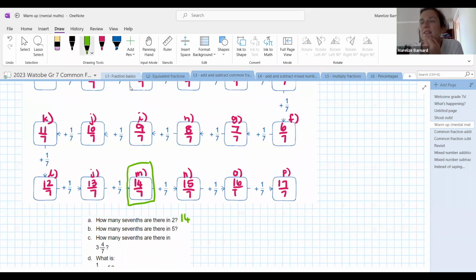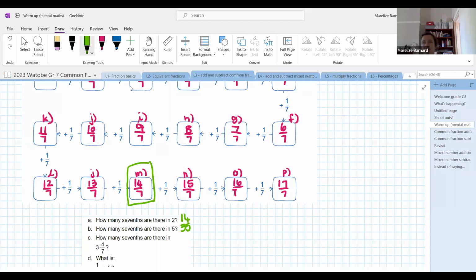And how many sevenths will there then be in 5? 5 is not in your chain, but you can use that thinking to figure out how many sevenths will there be in 5. That's right, it will be 35.